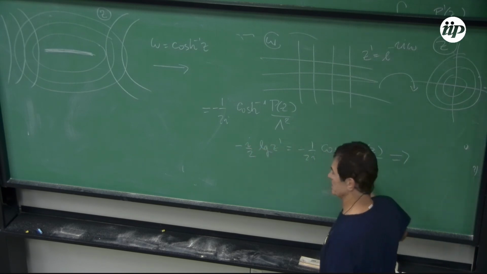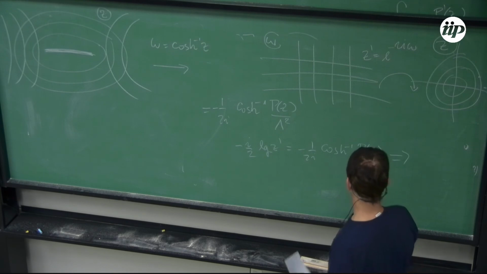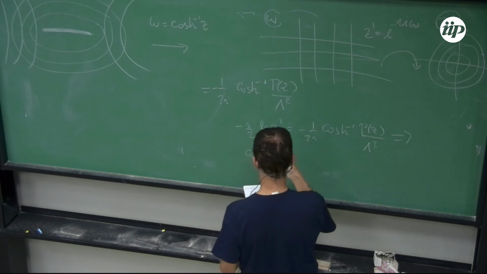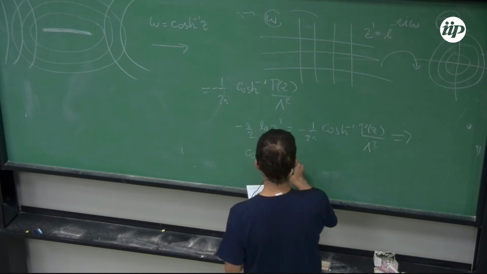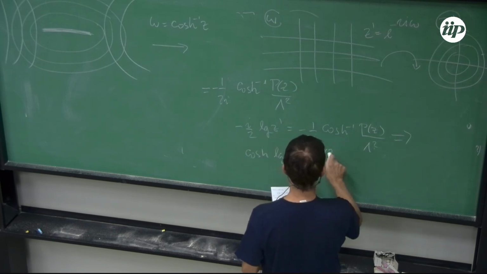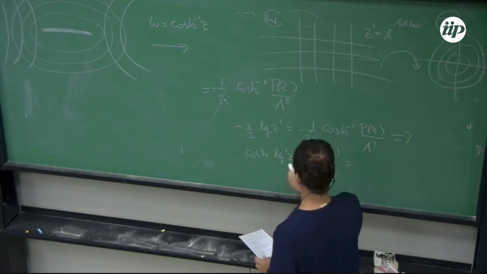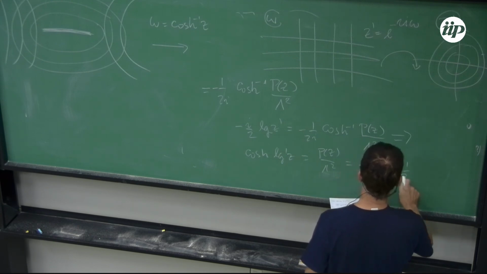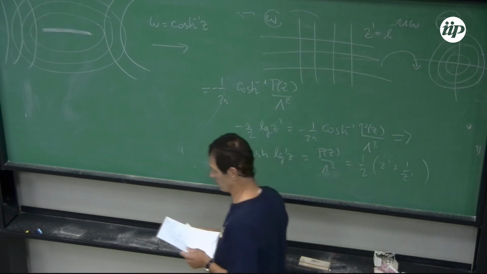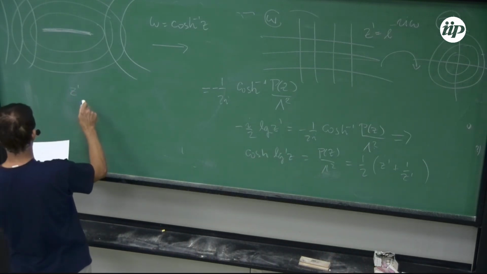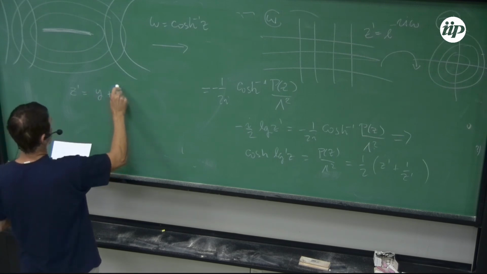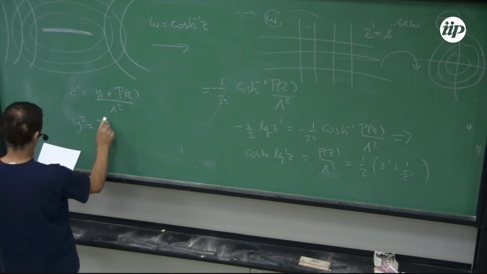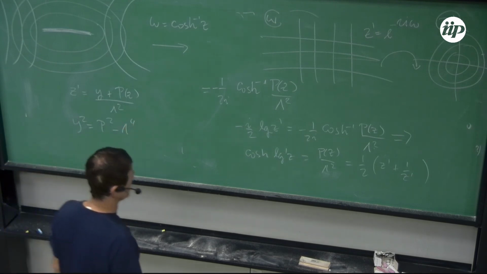Now I can invert this. I can multiply by cosh on this side, so this just becomes cosh of, forgetting about the 1 over 2 which is not so important, log of z prime equal to P(z) over lambda squared, which, remembering the definition of cosh with the log, becomes just 1/2 of z prime plus 1 over z prime. This is already the Seiberg-Witten curve. If you want to put the Seiberg-Witten curve in a more familiar form, you just write y plus P(z) over lambda squared, and what you get is P squared minus lambda to the 4th. And this is the end of it.